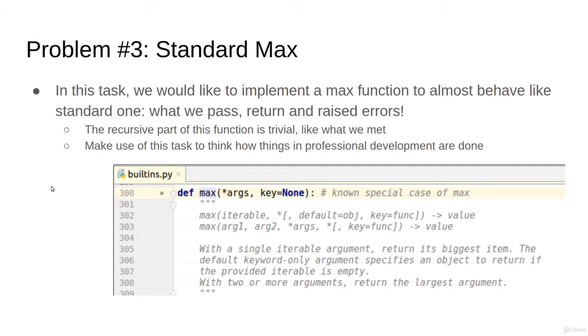In the third task, we are going to implement the standard maximum function. Now the logic of this function is very similar to the logic of the sum and left max function. It's very simple logic. So this task is actually not about recursion. It's actually more about software engineering. I would like you to get a sense of how strong the maximum function is, what kind of expectation you expect from it. Think of this as a good task for software engineering purposes.